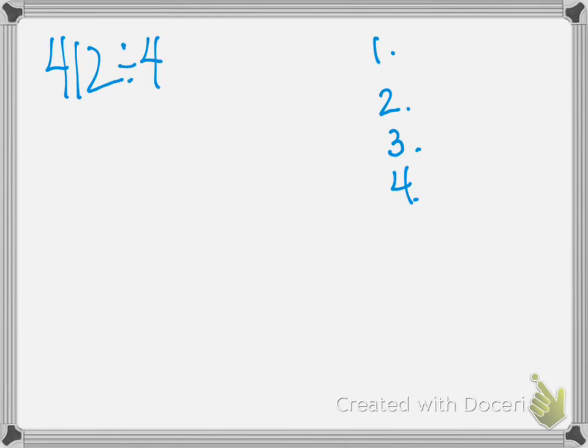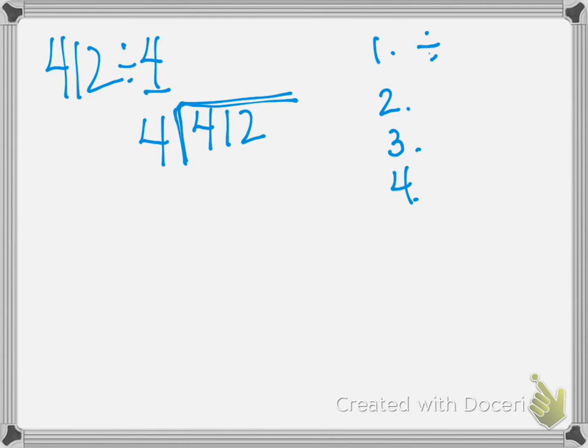So here we have a division problem. 412 divided by 4. 4 is our divisor. And off to the side I'm going to write the steps that you'll follow. So first you need to set the problem up correctly. 412 divided by 4. Now, the first thing you're going to do for step number 1 is divide.